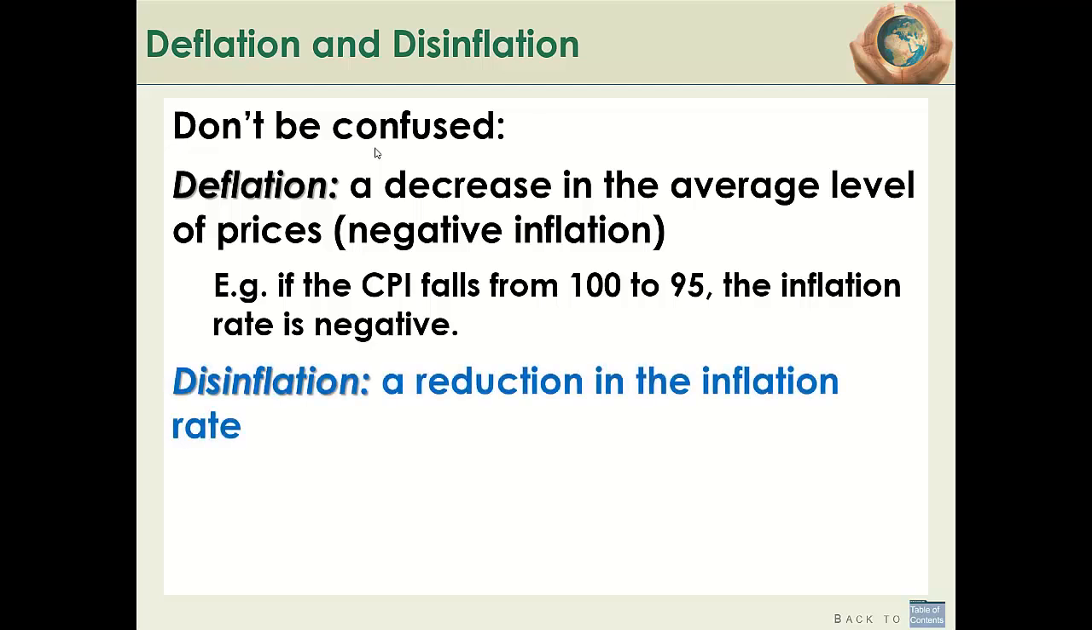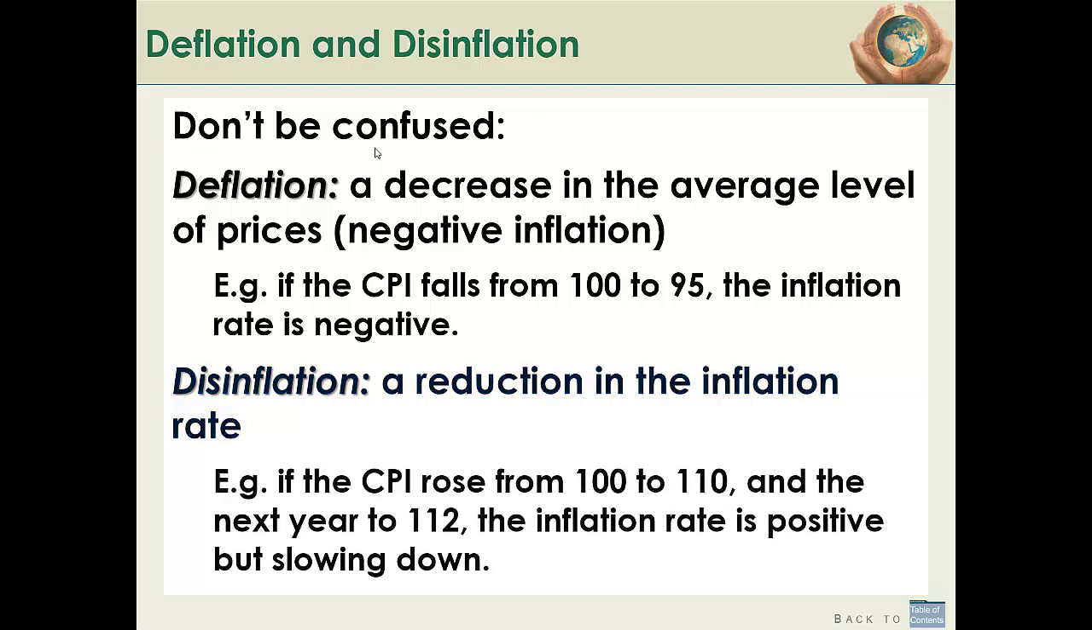Disinflation, however, is a reduction in the inflation rate. So all this suggests is that if the CPI rises in one year from 100 to 110, and in the next year it rises from 110 to 112, you still have a positive inflation rate, but it's slowing down. Inflation is growing at a decreasing rate, so we refer to this as disinflation.